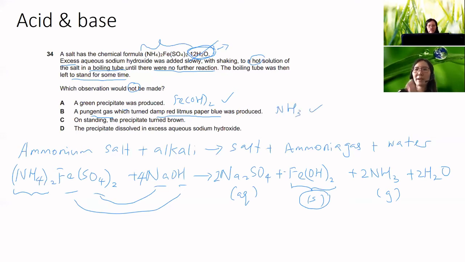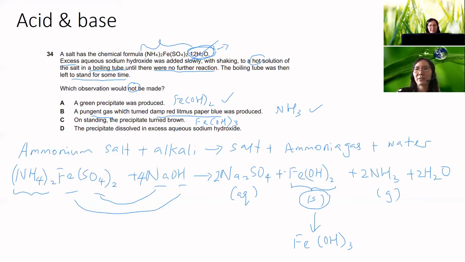So this is correct. Next, on standing, the precipitate turned brown. So they are referring to this one. The iron(II) will eventually become iron(III), so it is brown in color. So this is referring to iron(III) hydroxide.